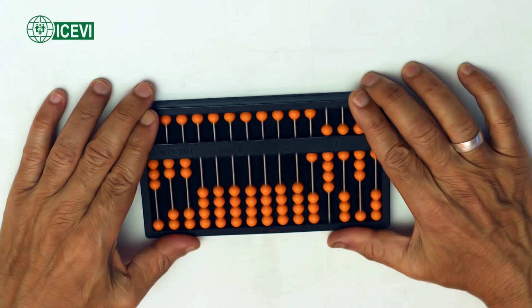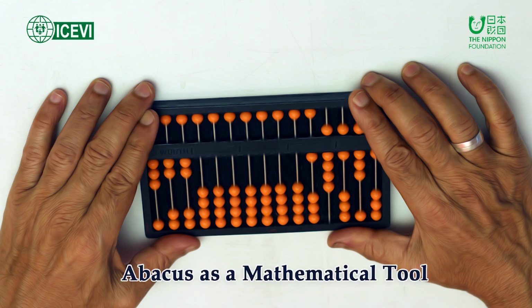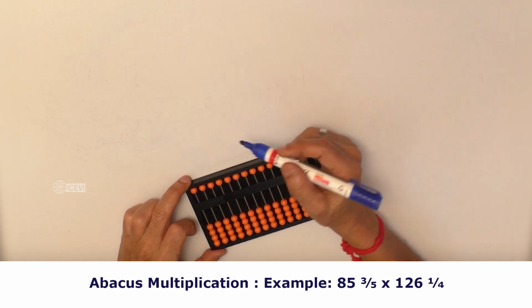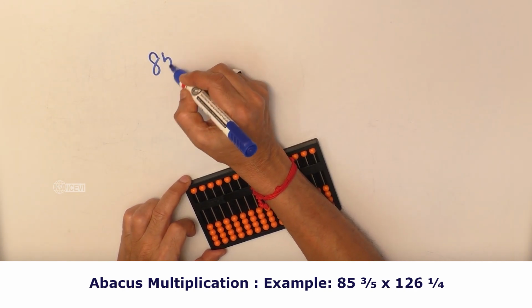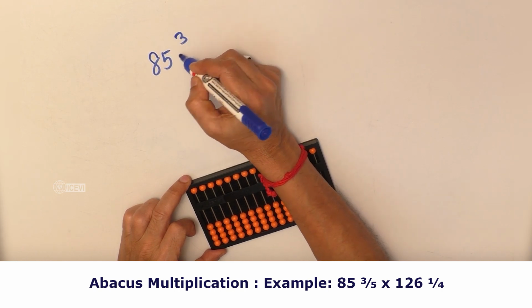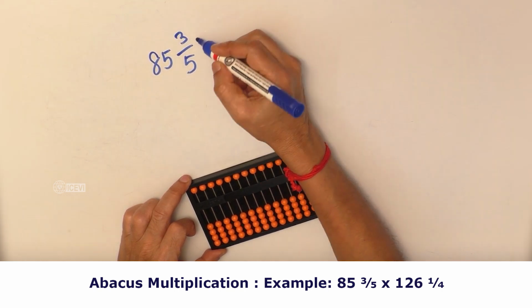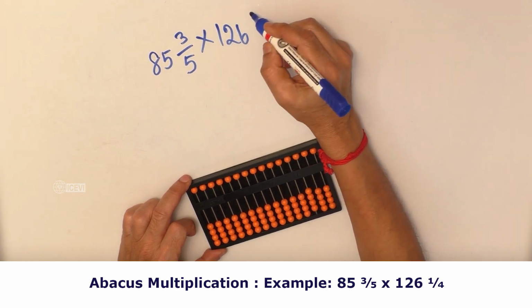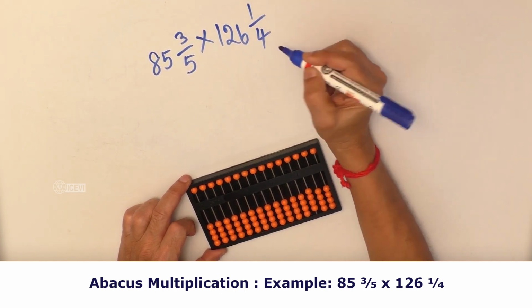The ICEVI, the Nippon Foundation Mathematics Package for Teachers video series, Abacus as a mathematical tool. Title of the video: Abacus multiplication, example 85 3 by 5 multiplied by 126 1 by 4.